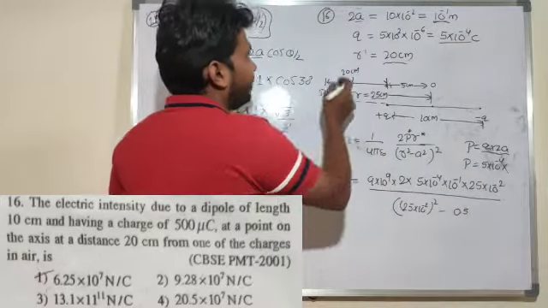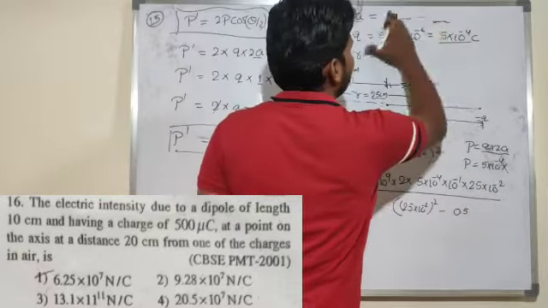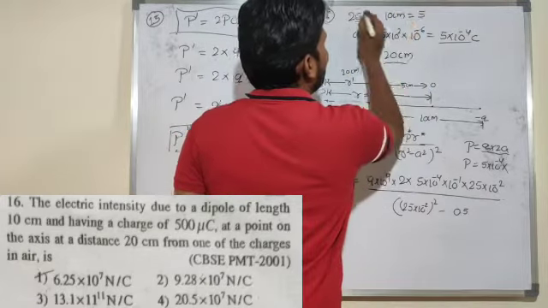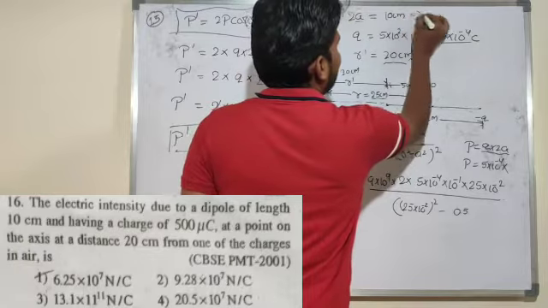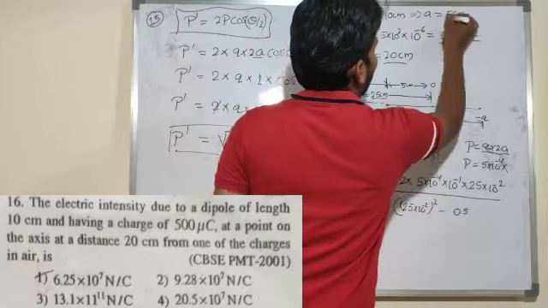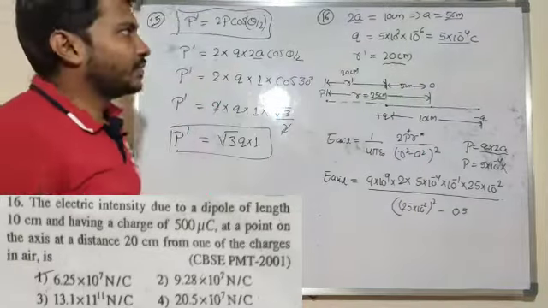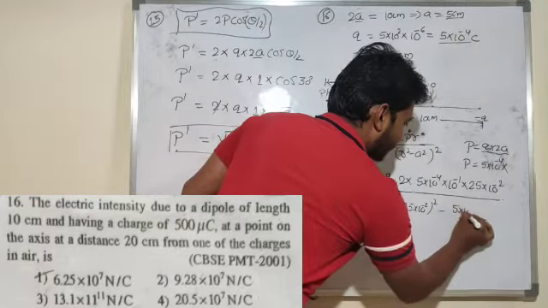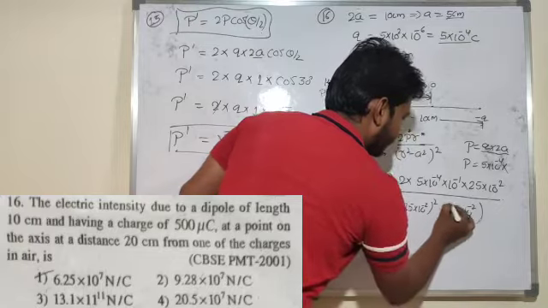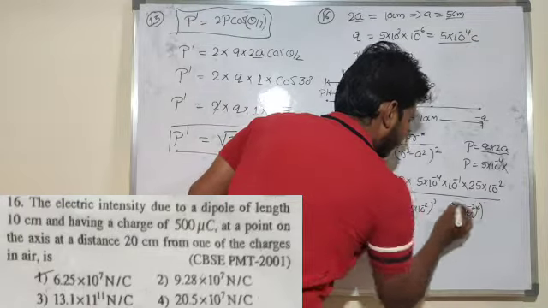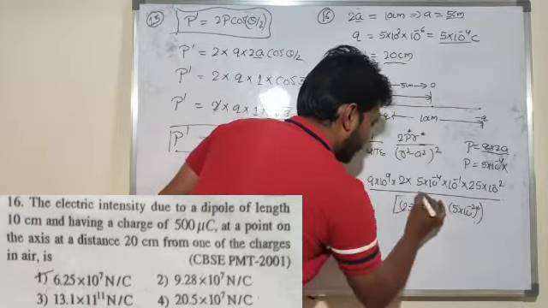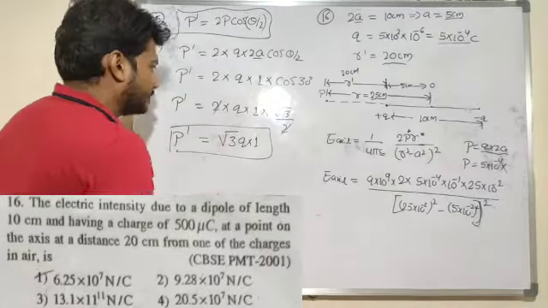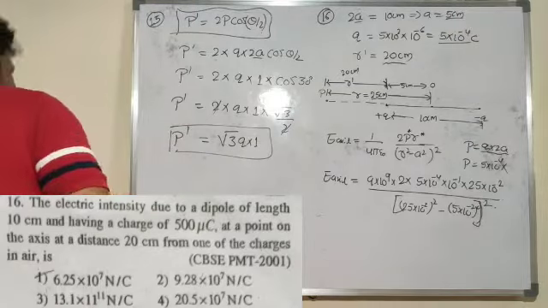Look here, they mention 10 centimeter. So 2a is equal to 10 centimeter, which means a is equal to 5 centimeter, so 5 into 10 to the power of minus 2, whole square. So finally this is the formula. Let me fill in the values here.